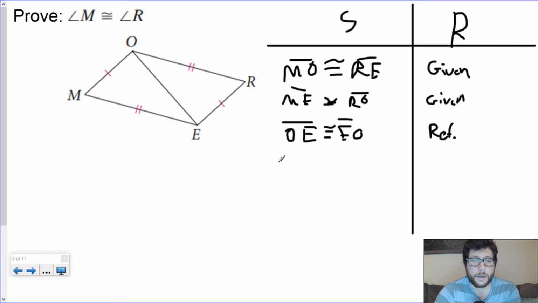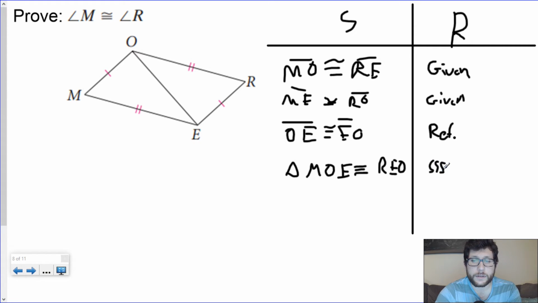And then our last two steps, we're going to say the triangles are congruent. Again, just like we normally do. So triangle MOE is congruent to, let's see, M to O to E is REO. And that's by side, side, side.